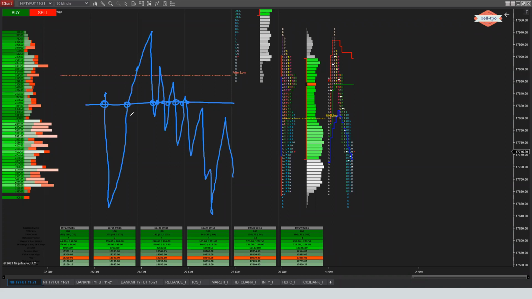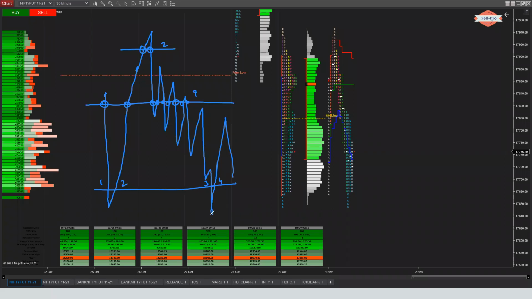So this is what we count: 1, 2, 3, 4, 5, 6, 7, 8, 9, probably 9 times that particular price got touched. Maybe if I draw a line here, it was only 2 times it got touched, 1 and 2. Maybe if I try to draw a line over here, it could be 4 times: 1, 2, third touch, and 4 times it got touched.